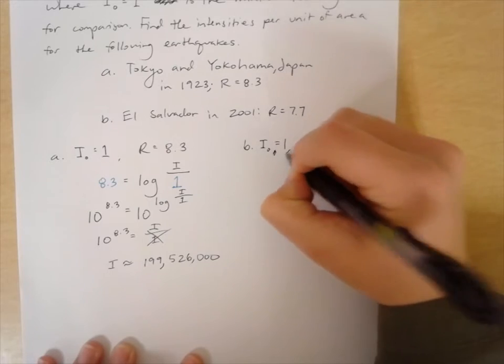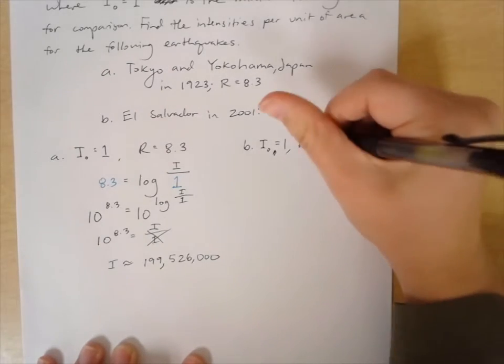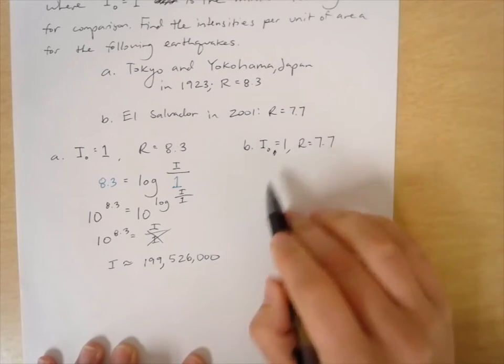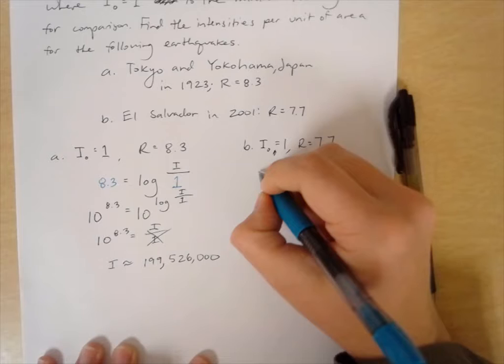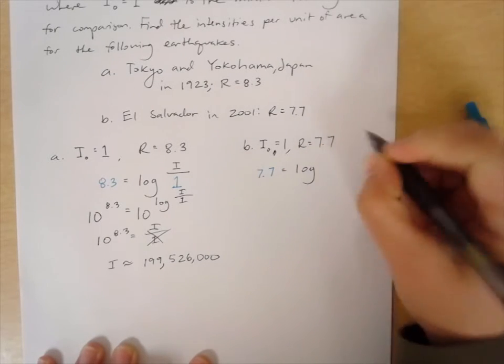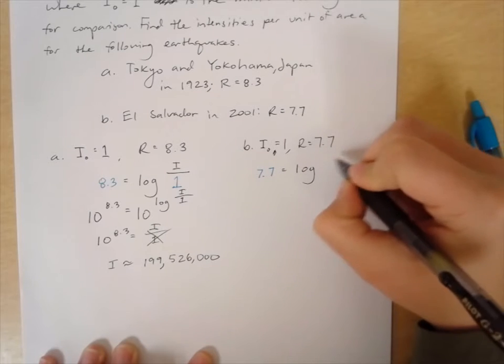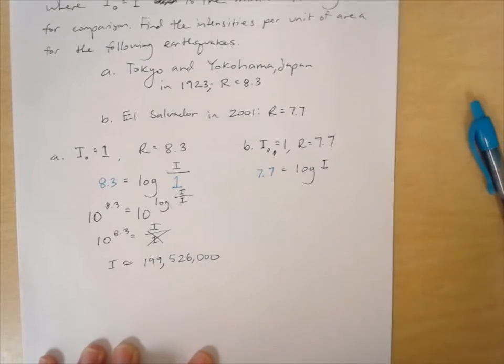Okay. To do part B, we're going to do a very similar process. I naught is still 1, but R isn't 8.3, it's 7.7. So I'm going to use that information in the model that they gave me. I'm going to say 7.7 equals log, and then I over 1, or really, since we know what happened last time, we can just say I.